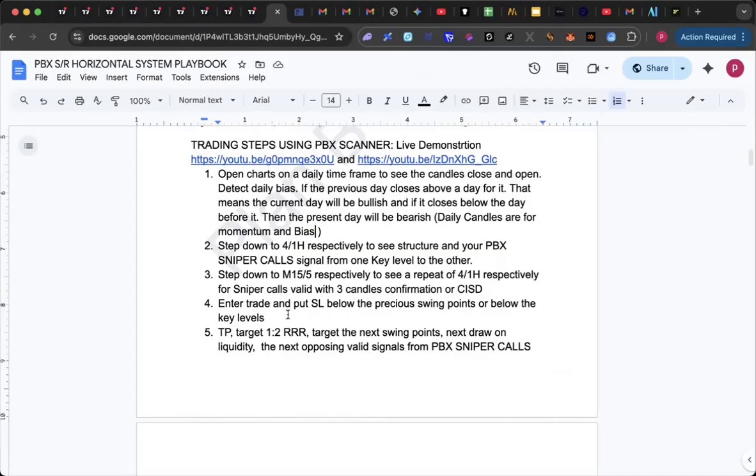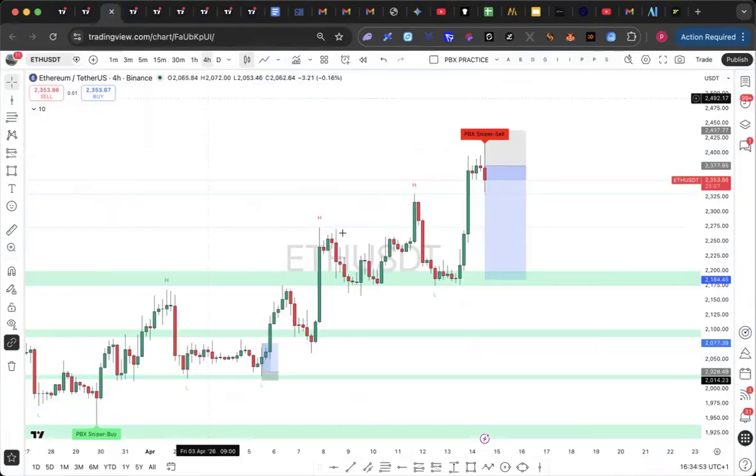Enter the trade and put the SL below the previous swing point or below the key levels. Okay. Profit target, 1:2 risk reward. Target the next swing point, next draw on liquidity, or the next opposing signal from the PBS sniper call. So let's jump into the chart straight. No story. Stop disturbing yourself.